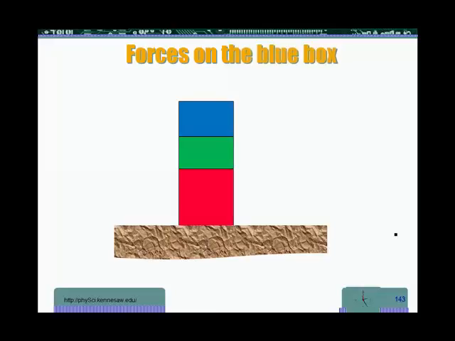Okay, so they are not moving, they are at rest. And the question, what are the forces on the blue box? The forces on the blue box, there is going to be the weight, which is the force exerted by the Earth on the blue box, and we said we call it Fg usually, and the green box is going to exert a normal force on the blue box.